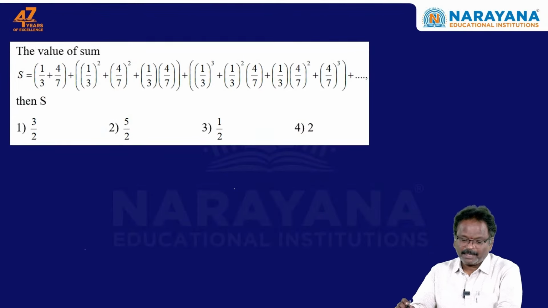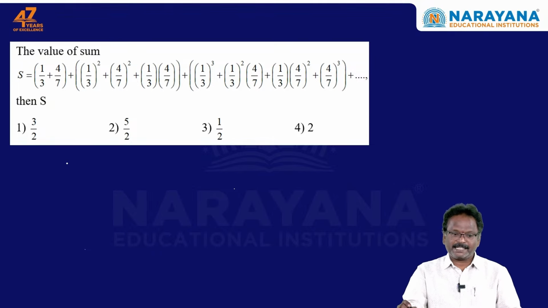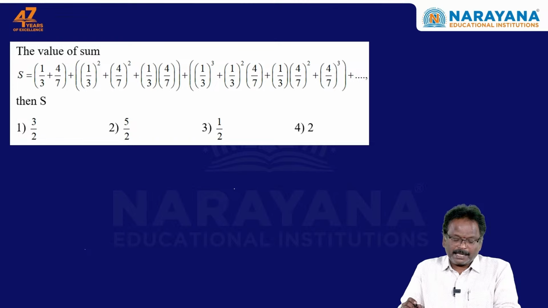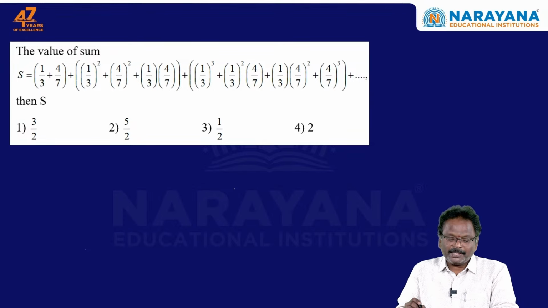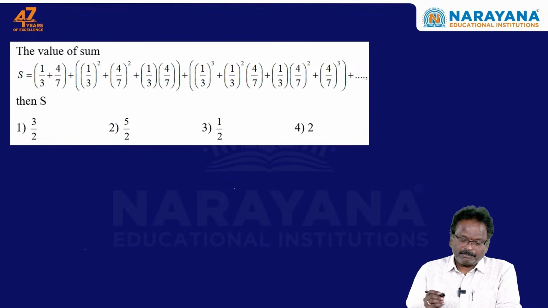Next question in mathematics is from sequence and series. The value of the sum S equal to 1 by 3 plus 4 by 7 plus (1 by 3) whole square plus (4 by 7) whole square plus 1 by 3 into 4 by 7 plus (1 by 3) whole cube plus (1 by 3) whole square into 4 by 7 plus 1 by 3 into (4 by 7) whole square plus (4 by 7) whole cube is a very simple one. You observe the given problem carefully.